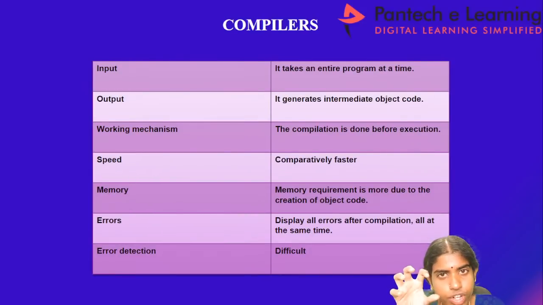And what are all the different units that are present in a compiler? I have an input unit, an output unit, the working mechanism. So how does a compiler work? Then the speed of a compiler, memory, errors and then error detection.